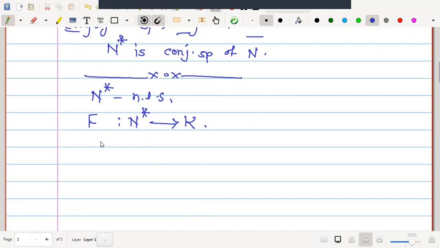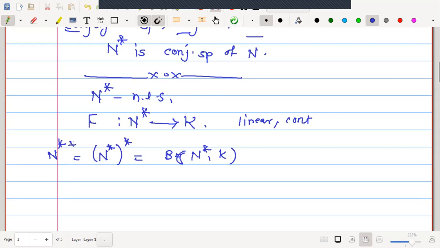If this is a functional, that is, the mapping is linear and continuous, then this capital F is a functional. And how will we denote the functionals on N star? This is denoted with the set B of N star comma K, and we will denote it by the conjugate space of N star, which is nothing but N double star, the conjugate space of N star, and is called the second conjugate space of capital N.